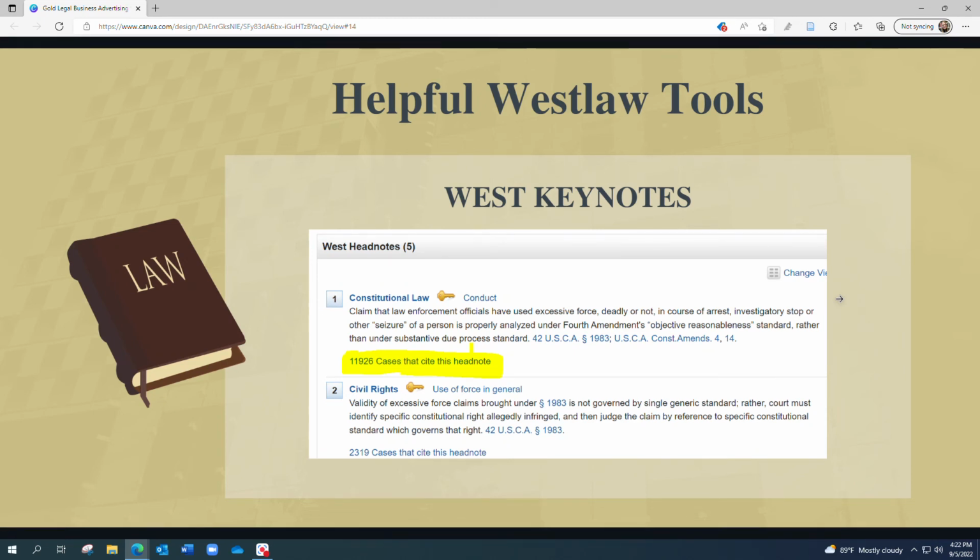Just remember that each of these tools, the synopsis, the headnotes, and the key numbers, are Westlaw tools. They are not the opinion of the court. They are summarization and indexing tools to help you understand cases.